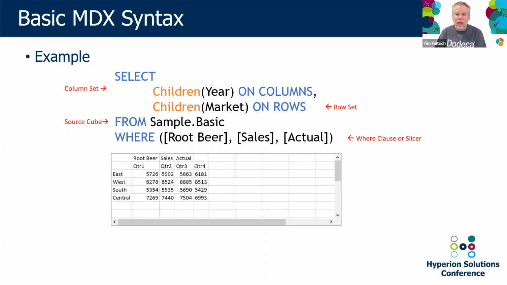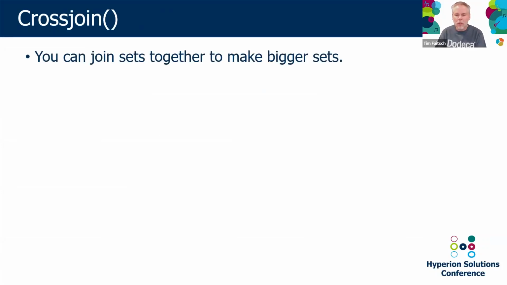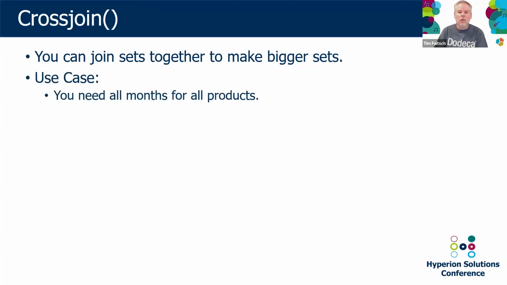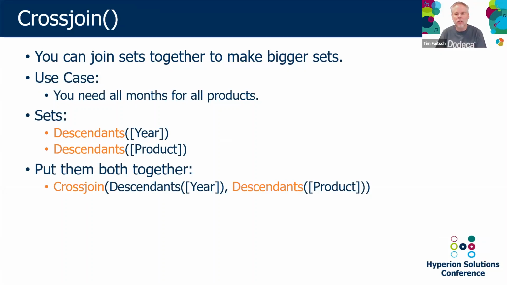All right. So now that we've got the basic syntax down, one of the most powerful functions is CrossJoin. With CrossJoin, you can join different sets together to make bigger sets, all right? So a simple use case here is you need all the months for all products. And so I've got my sets. I've got my descendants of year, and I've got my descendants of product. Now, how do I put those two together? Really simply, I just create a CrossJoin, descendants of year, descendants of product, and now I've got those put together.